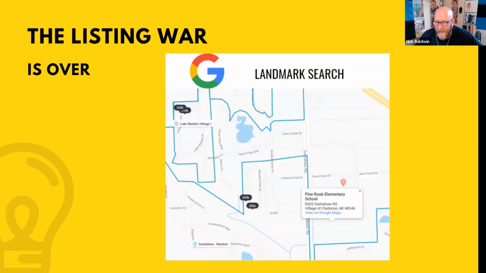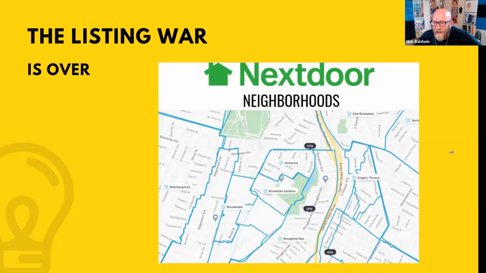We can search by landmark. So if your clients want to look up a school, or a shopping center, or transportation to somewhere, they can just type in that location and find homes in that area. You cannot do that on Zillow. Nextdoor neighborhoods. This is how the maps look on our website. We have Nextdoor neighborhoods with housing information on top of it.